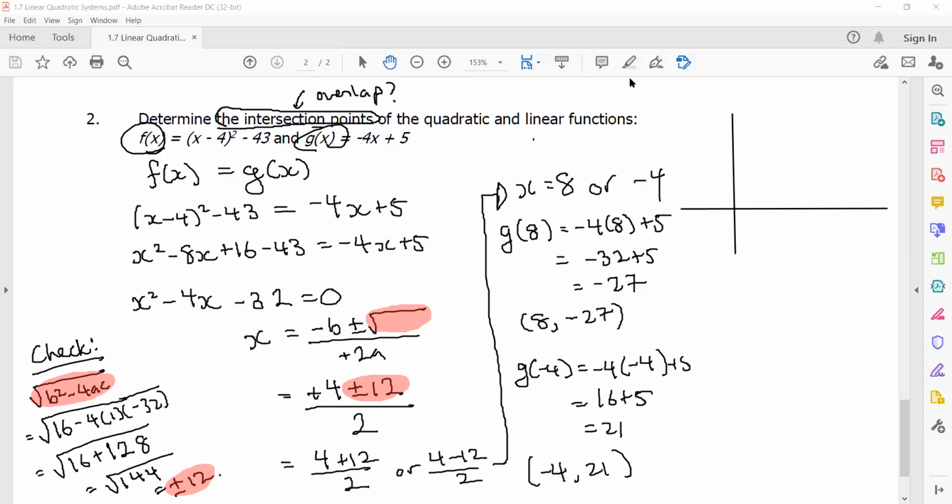I don't quite know, just from looking at it, where everything might be, but I do know that (8, negative 27), somewhere here, is one of the intersection points. So that's (8, negative 27). You don't have to sketch it, by the way. (Negative 4, 21), somewhere here, is an intersection point, and I know that's where the vertical line or the linear function is. And with that, I know that the parabola is negative 4 all the way down.